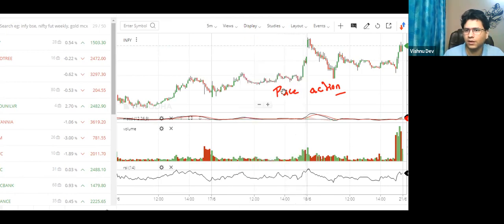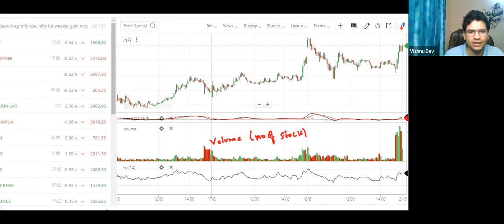So this histogram represents what? It represents the volume of stock. Volume means number of stock.